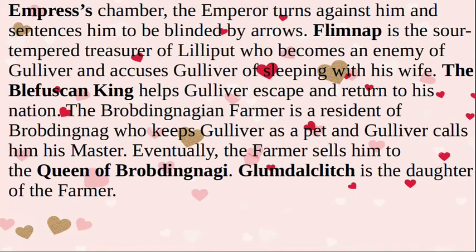Flimnap is the sore-tempered treasurer of Lilliput who becomes an enemy of Gulliver and accuses Gulliver of sleeping with his wife. The Blefuscudian king helps Gulliver escape and return to his nation.